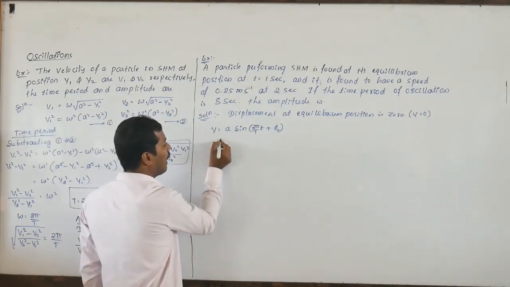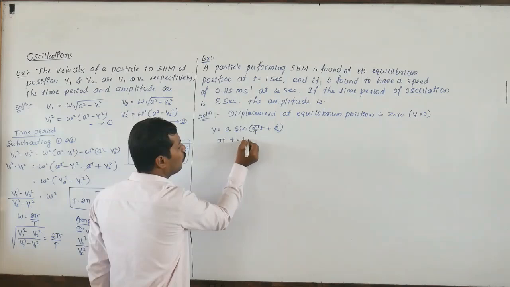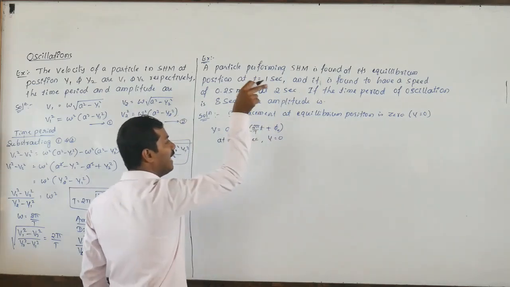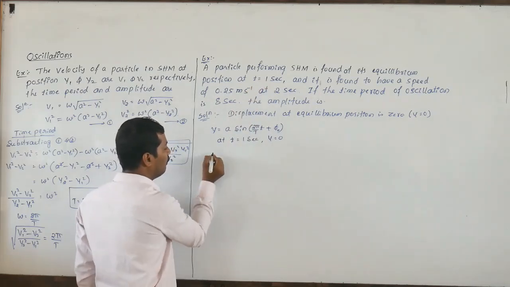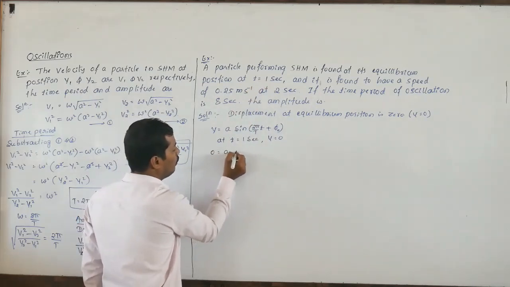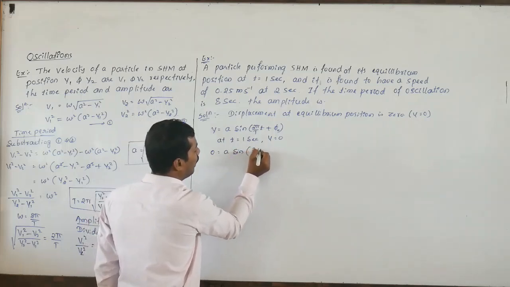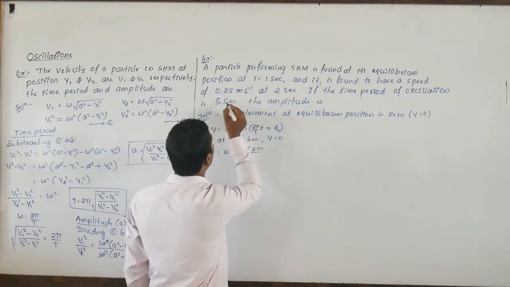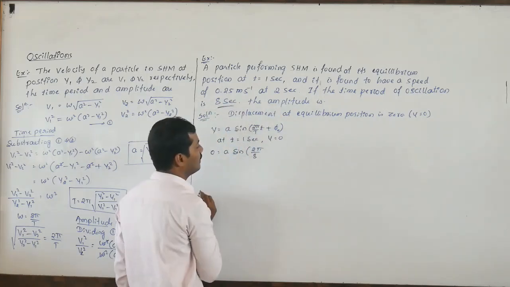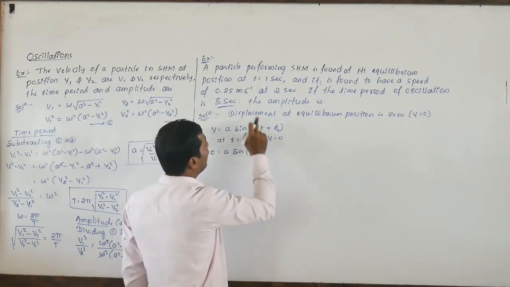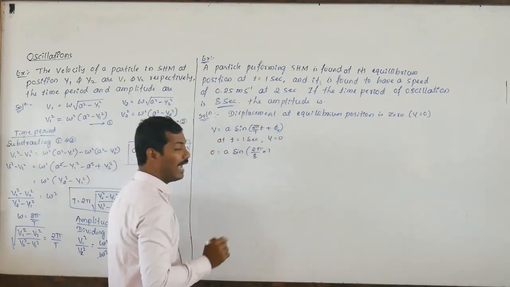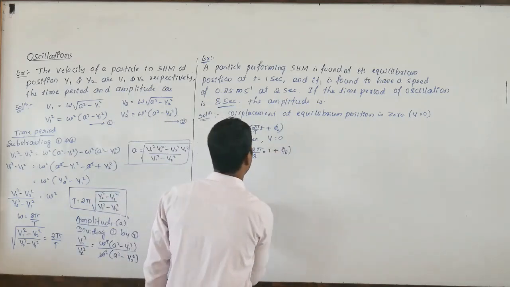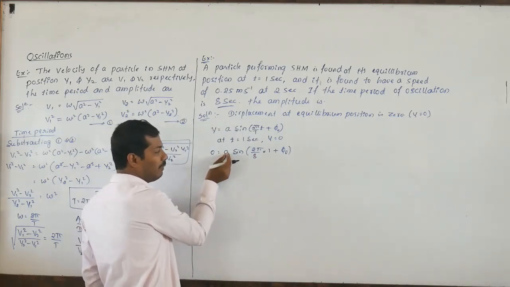The displacement at t equal to 1 second is y equal to 0, because it is initially at the equilibrium position. So 0 is a into sine of 2 pi divided by T, where T is 8 seconds, the time period, and the time is 1 second, plus phi naught. This is multiplied on the RHS.